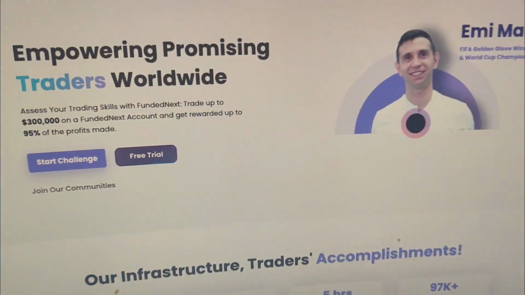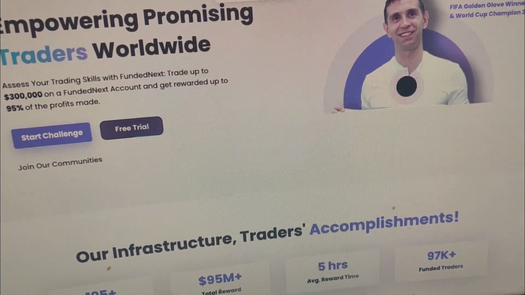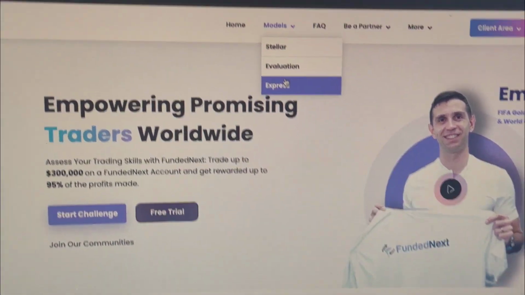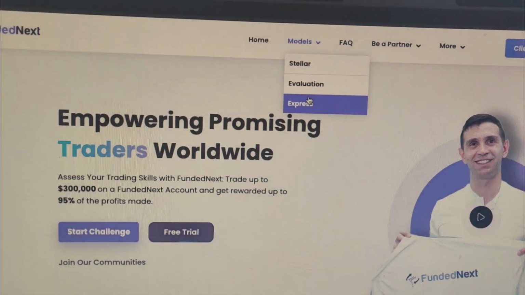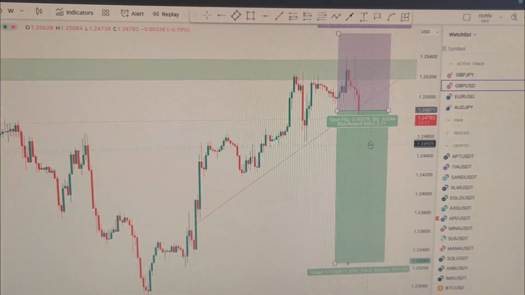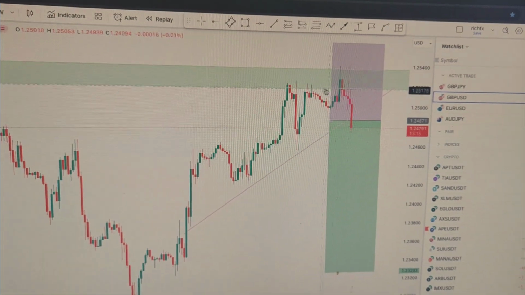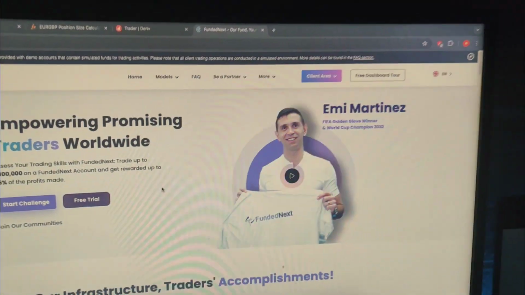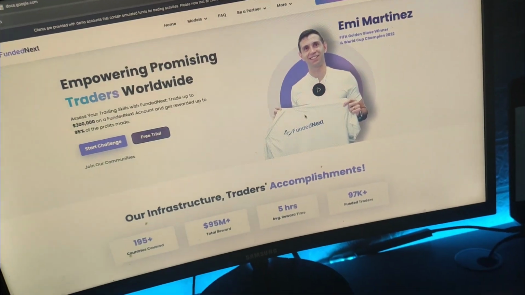So this is FundedNest. Let's go to the model. Let's go to the evaluation model. Already still going okay though. Internet is slow.